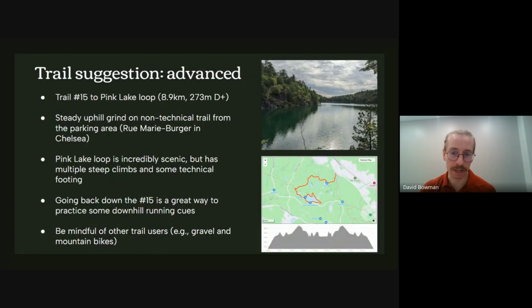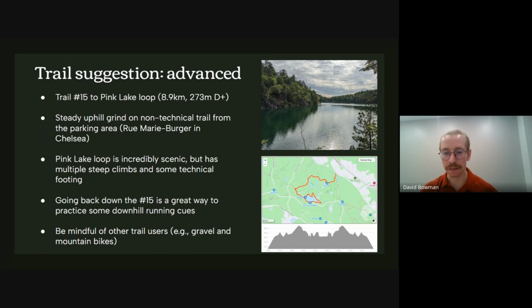Lastly, for our really gung-ho folks, I have my advanced trail suggestion. This is trail number 15, and it takes you up to the Pink Lake Loop. It runs you about 8.9K, and it's got 273 meters of climbing, so fairly hilly, I would say. It's composed of a pretty steady uphill grind on a fairly non-technical trail from where you'll park your car, just on the side of Rue Marie Berger in Chelsea.